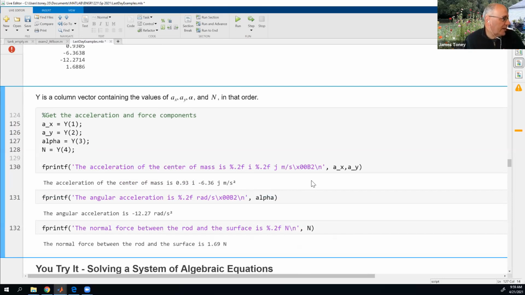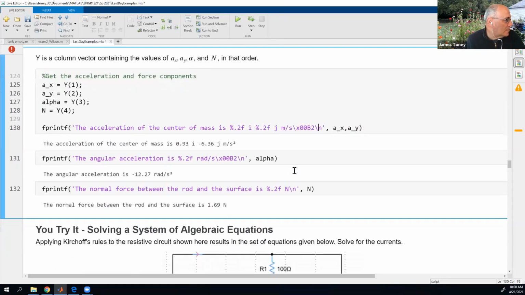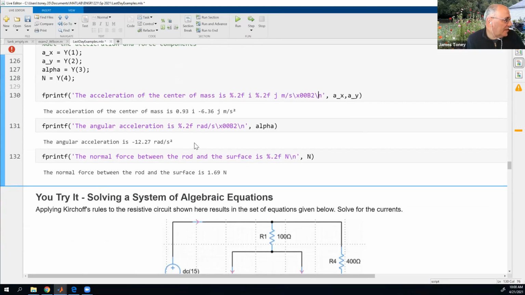And by the way, here's a little trick. If you want to print out a superscript, and you can do all kinds of special characters like this with fprintf, look up the Unicode for it. I just looked up the Unicode for a superscript 2. Turns out it's 00B2. So to print that with fprintf, you do \x and then that Unicode. Then the third one's the angular acceleration in radians per second squared. And the fourth one is the normal force.